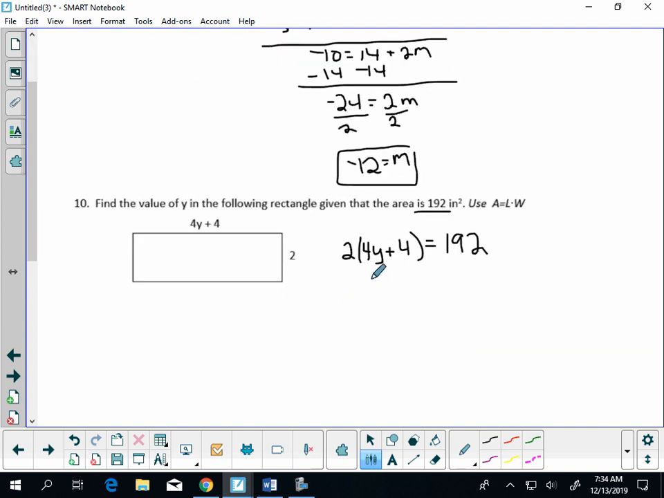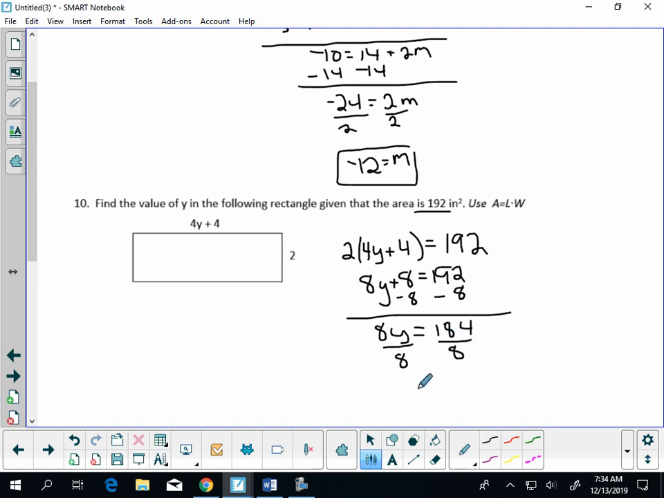Go ahead, distribute: 8y plus 8 equals 192. Minus 8 from both sides. You get 8y equals 184. Divide by 8. Y equals 23. Guess I should put inches.